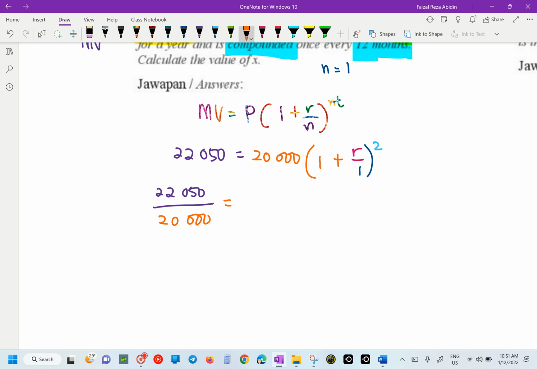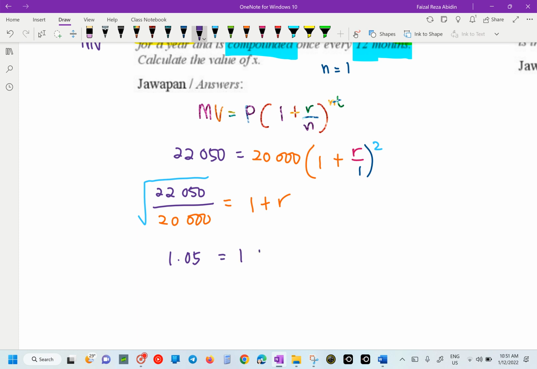If I bring it to the left side, it becomes a square root. You are going to get the square root of the answer here. So on the right side I'm going to get 1 plus R only. So please find for me 22,050 divided by 20,000. Press equal, then press square root of the answer. 1.05. Did everybody get the answer there?